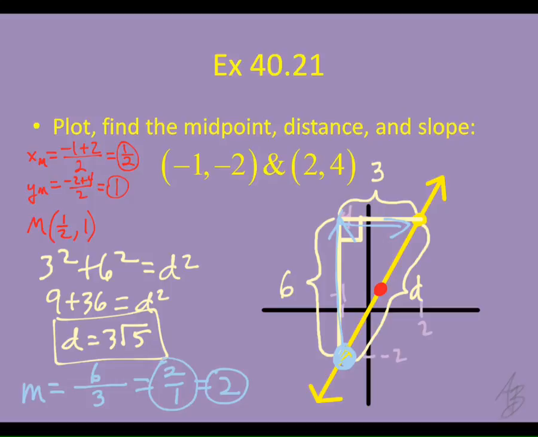So either one of those answers, again, would be acceptable. 2 over 1 or 2.